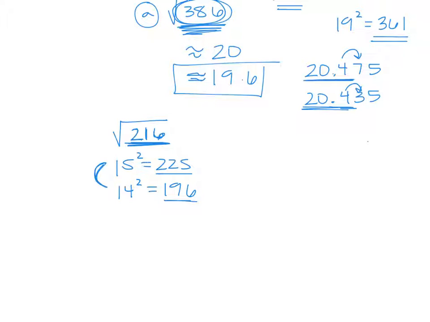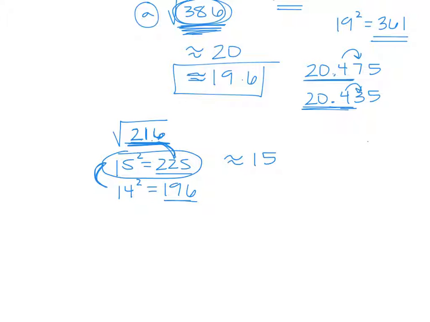This is 9 units away from 216 to 225. This is 20 units away. So this one's going to be the closer one. So we're going to say this is approximately 15, okay? But what's the rounded to the nearest tenth answer? So if you plug it into your calculator, square root of 216, what do you get?